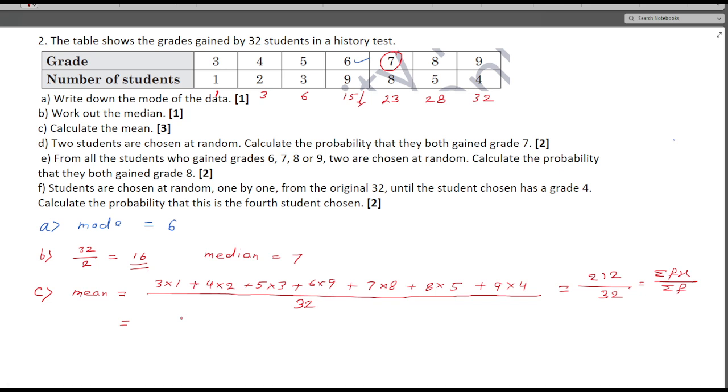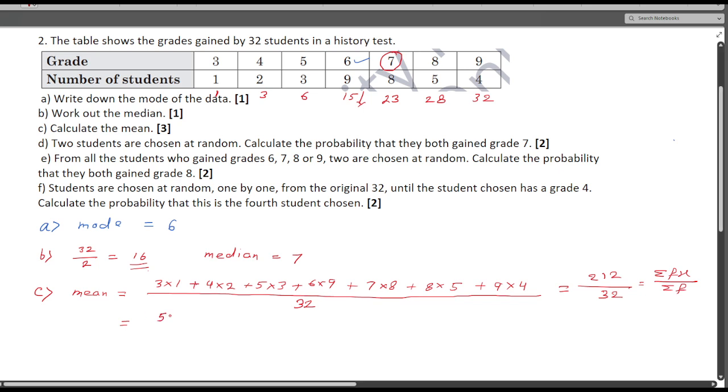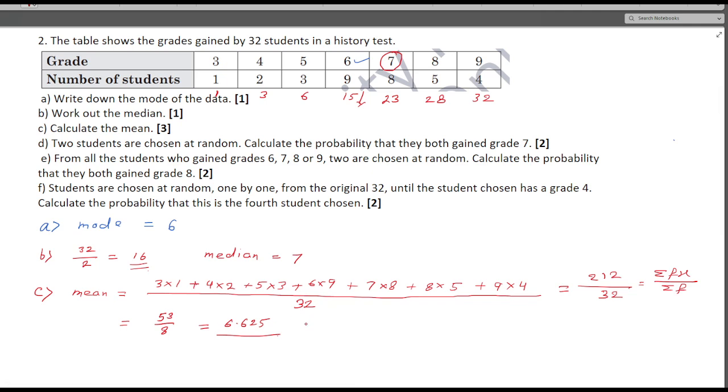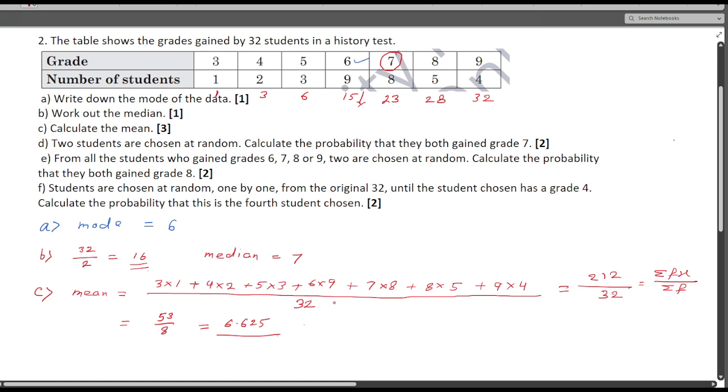So 212 divided by 32, the answer is 53 divided by 8. This is in simple form, and if I convert that to decimal, it is 6.625. Whenever we write answers in decimal form, it should be up to 3 significant figures, but here it is up to 4 significant figures. That is perfectly okay since it does not keep on continuing.